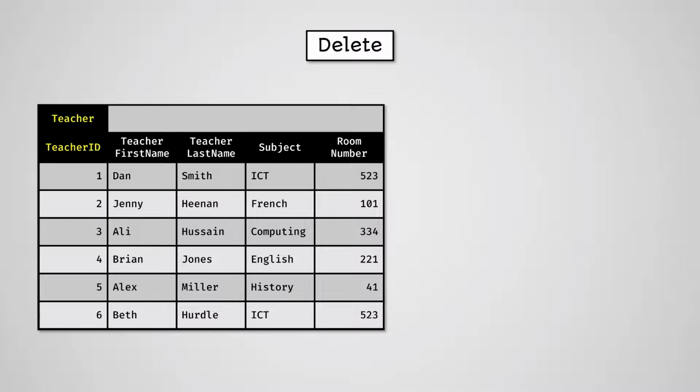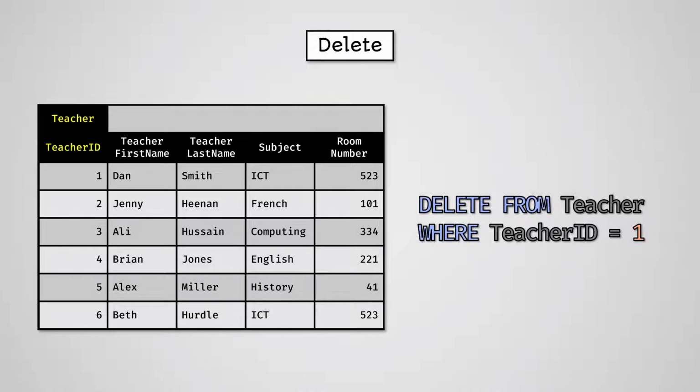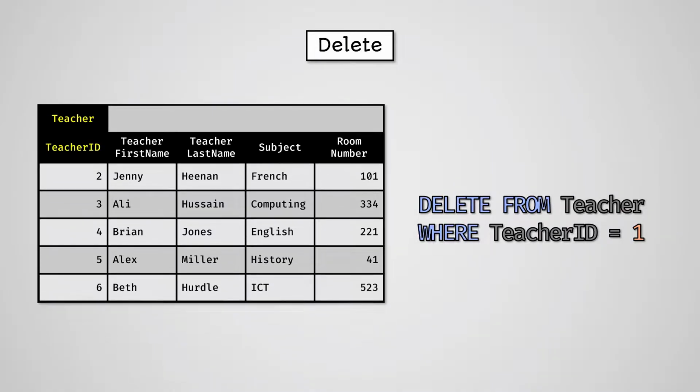To remove data from a database, we need to use a delete statement. Let's say we want to remove Dan Smith from the database. The simplest and safest way to do this is to use an item of data that is unique. This means using the primary key. The syntax looks like this. This will give us this result.